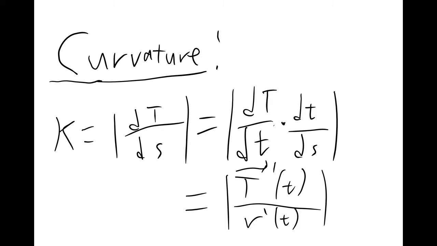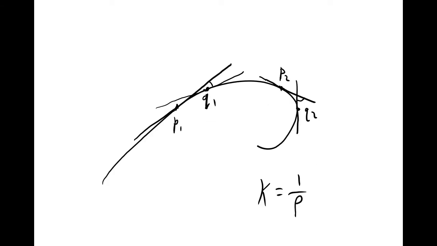Curvature is the measure of how sharply a curve bends, and is defined as the rate of change of the unit tangent vector per unit length, or the absolute value of dT over ds. It can also be written in terms of time as the absolute value of T'(t) over r'(t), as proven here. An important property of curvature is that a larger curvature has a larger angle difference in the tangent vectors and a smaller radius of curvature.